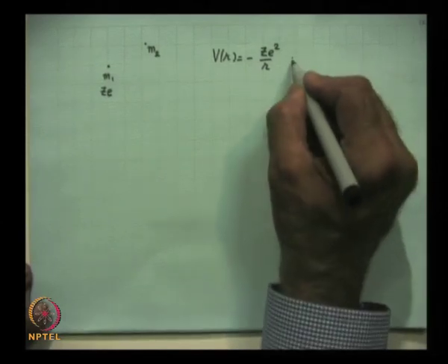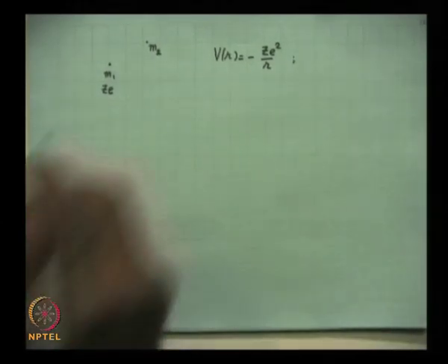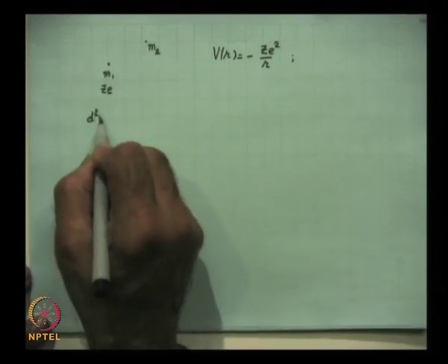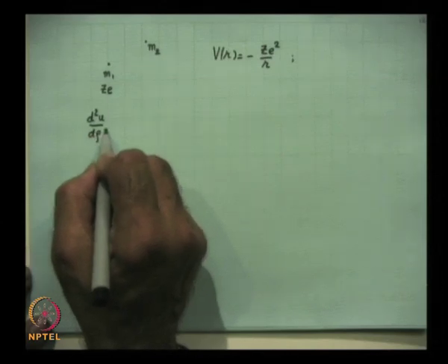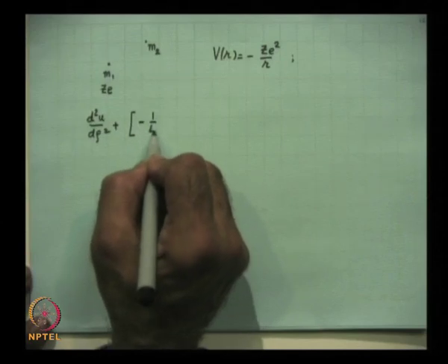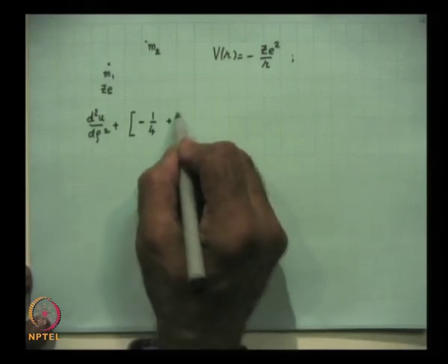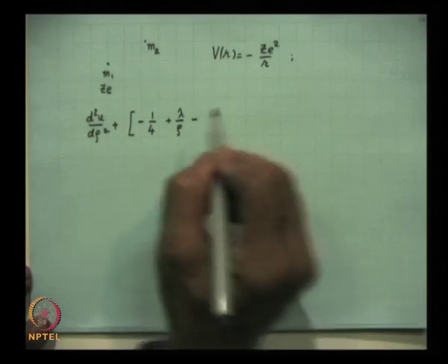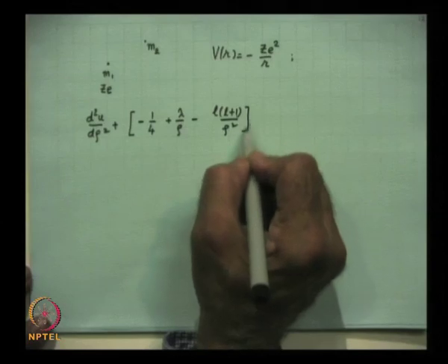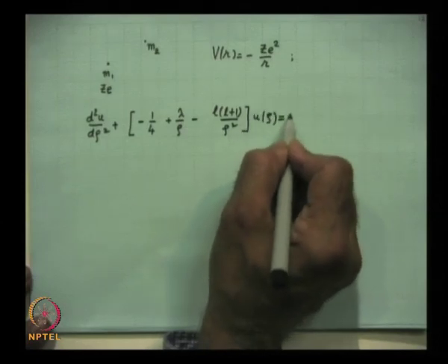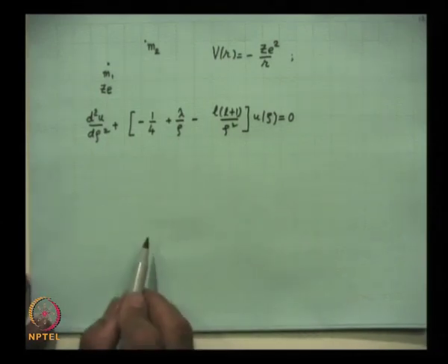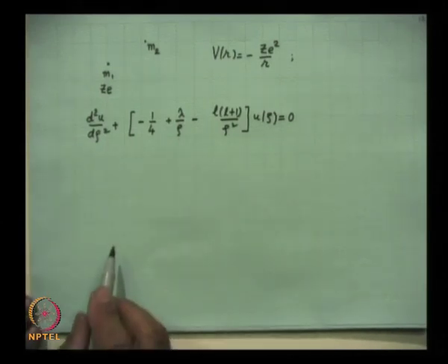where Ze is the charge of the nucleus. And we found that the radial part of the Schrodinger equation could be written as d2u by d rho square plus, since the energy was negative, 1 by 4 plus lambda by rho minus L into L plus 1 by rho square.